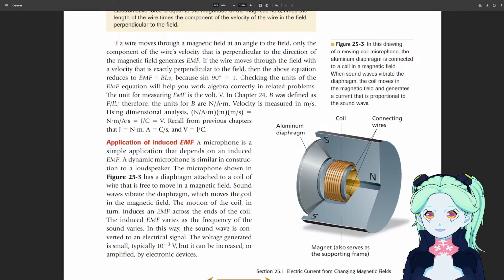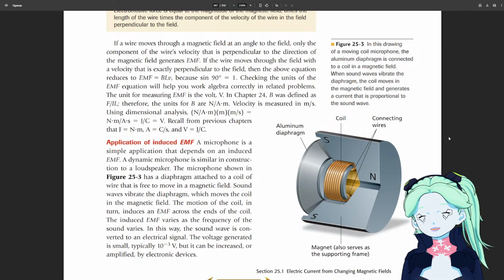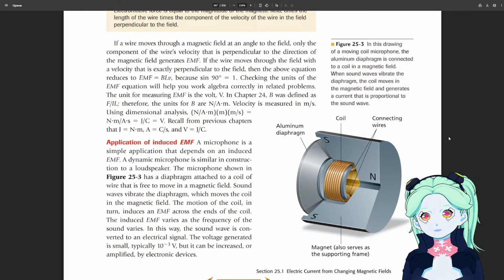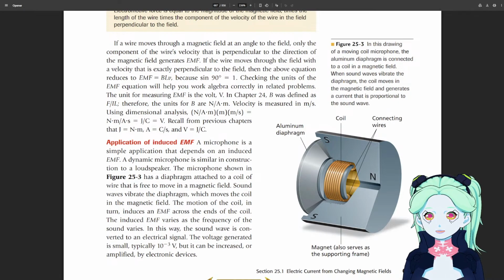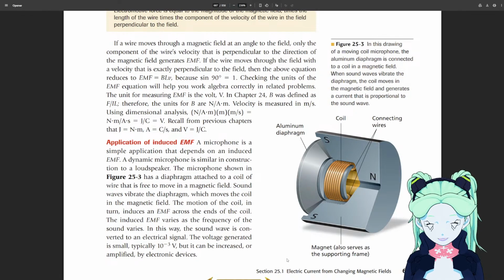One sentence intuition: induced EMF is the magnetic field pushing electrons around the loop when the wire moves through the field or when the magnetic field through the loop changes. If you like, I can also show you the single diagram that makes it instantly obvious. Okay, do that.